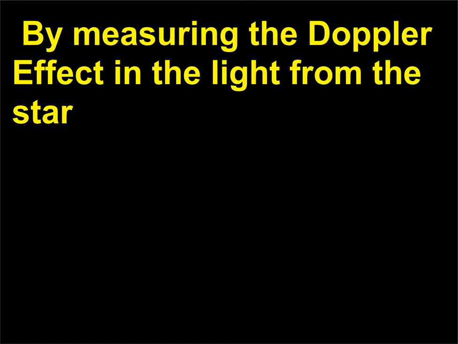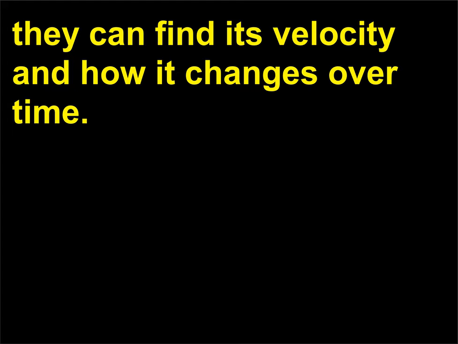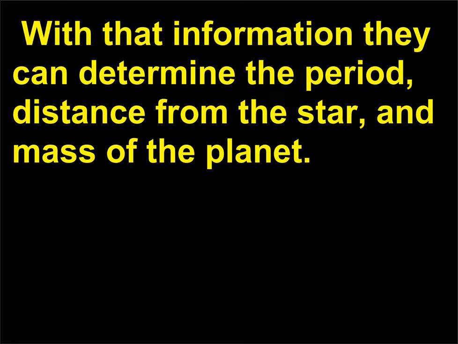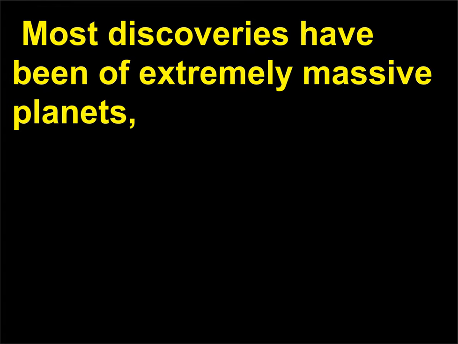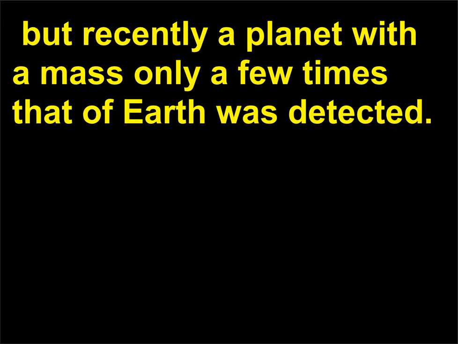By measuring the Doppler effect in the light from the star, they can find its velocity and how it changes over time. With that information, they can determine the period, distance from the star, and mass of the planet. Most discoveries have been of extremely massive planets. But recently, a planet with a mass only a few times that of Earth was detected.